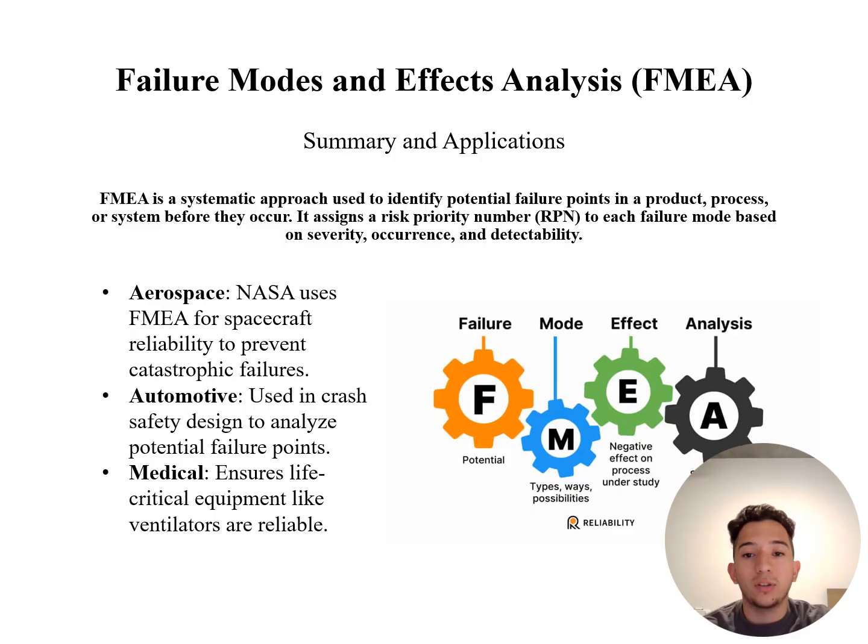Third is failure modes and effects analysis or FMEA. It's a systematic approach used to identify potential failure points in a product, process, or system before they occur. It assigns a risk priority number to each failure mode based on severity, occurrence, and detectability. And some applications include NASA in the aerospace industry uses it for spacecraft reliability to prevent catastrophic failures like the Challenger disaster. After the Challenger disaster, this technique and others like it were heavily increased at the company to reduce the risk of that happening again.